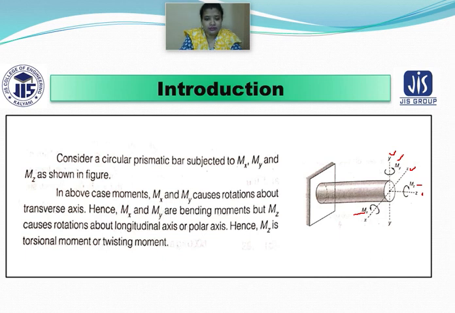Now, if I consider small r, what is this r? It is the perpendicular distance between the rotational axis and the farthest point of the section, that is, the outer surface. Then L is the length of the object over which the torque is being applied.